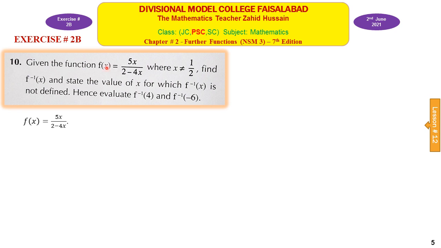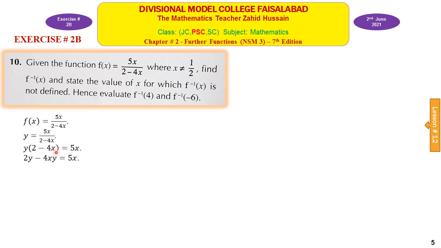The first step is that we replace f of x by y. So we get y is equal to 5x over 2 minus 4x. Now because right hand side of this is a fraction, we can write left hand side also as a fraction y over 1 and cross multiply. We get y into 2 minus 4x is equal to 5x. Remove the brackets because there are two terms involving x.